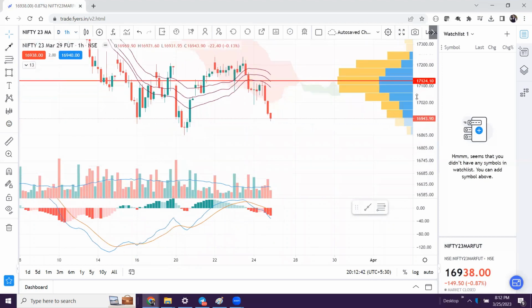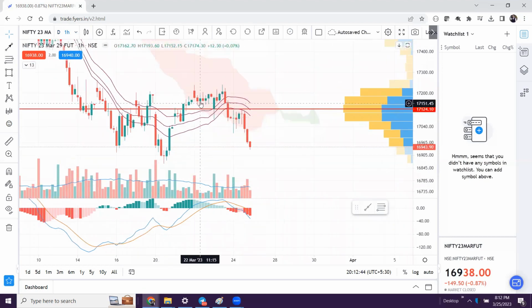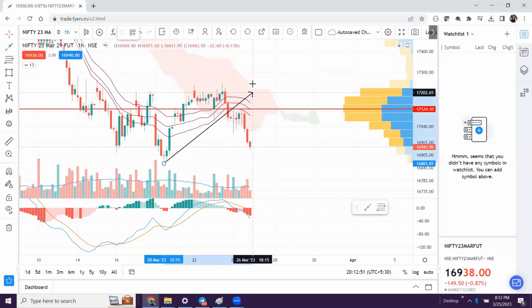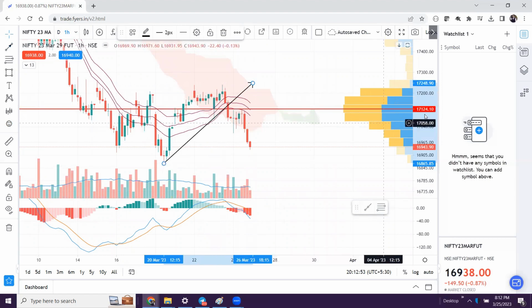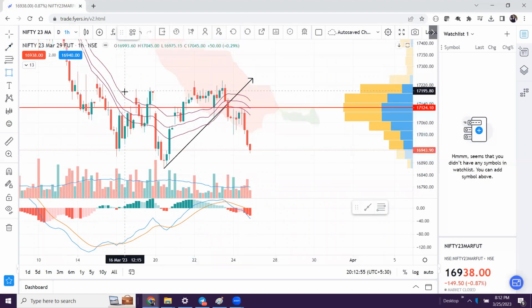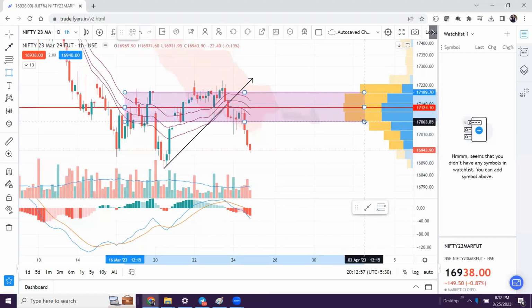So if you see this move on the upside, this was a move, and then a corrective section, and one more move to the top. And if you draw this trend line here, you can see price broke this high volume profile node on the hourly chart also.